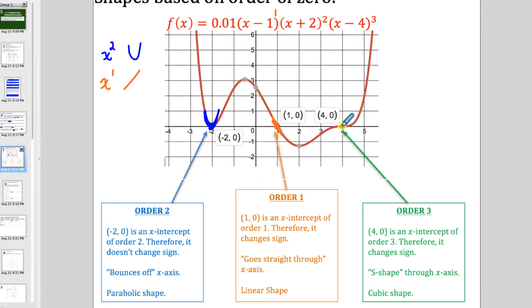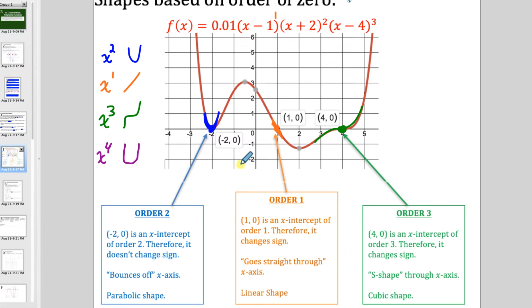And lastly, the x-intercept at 4, 0. That x-intercept is order 3. I know that because if I look at the factor that created that x-intercept right here, the exponent on that factor is 3. It makes this kind of S shape through that x-intercept. Why does it make that S shape? Well, this is order 3, and what does a degree 3 power function look like? It looks like that. And if we had an order 4, it would look like a degree 4 power function. It would look like the parabola, just a little flatter, and so on.